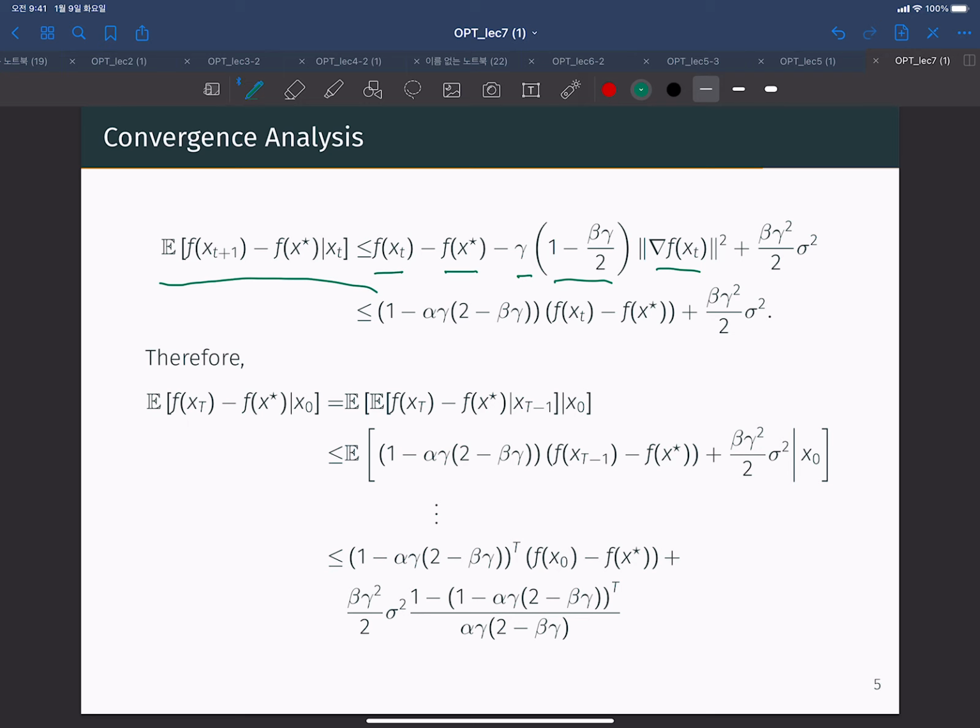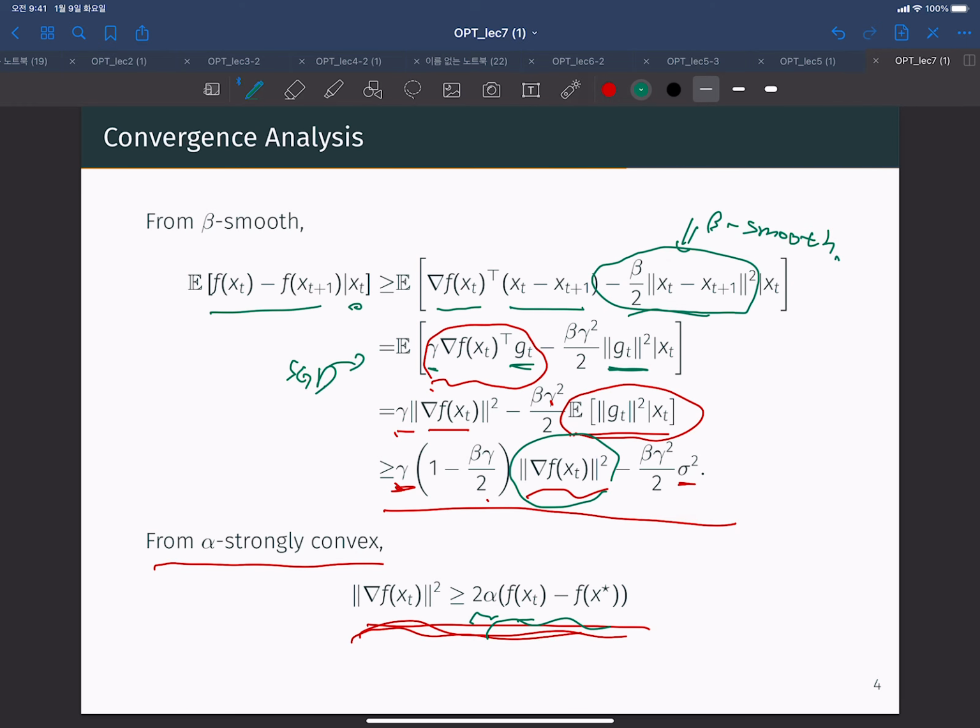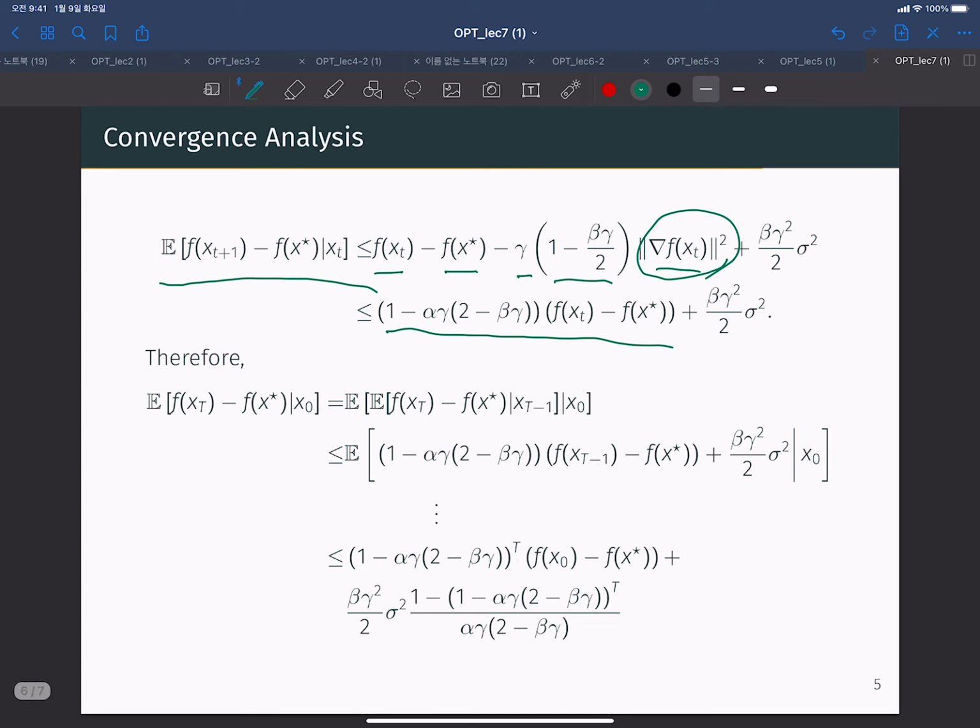Okay, it's very good. So from the alpha strong convexity, we have this inequality by replacing this part by this. So we have a very nice result. Without this, that is actually exactly the same as the convergence analysis for an alpha strongly convex and beta smooth objective function with the gradient descent algorithm with step size gamma.